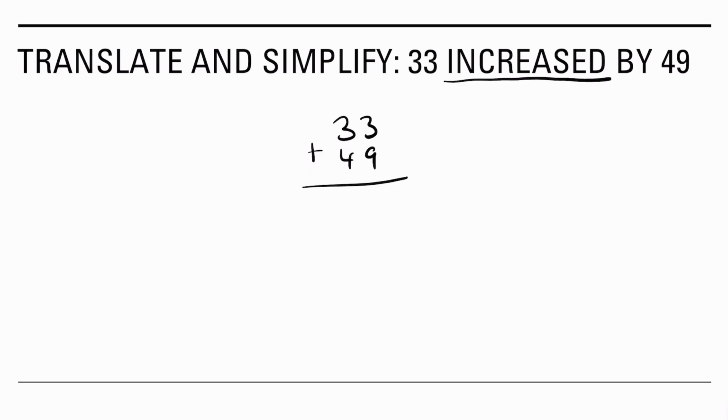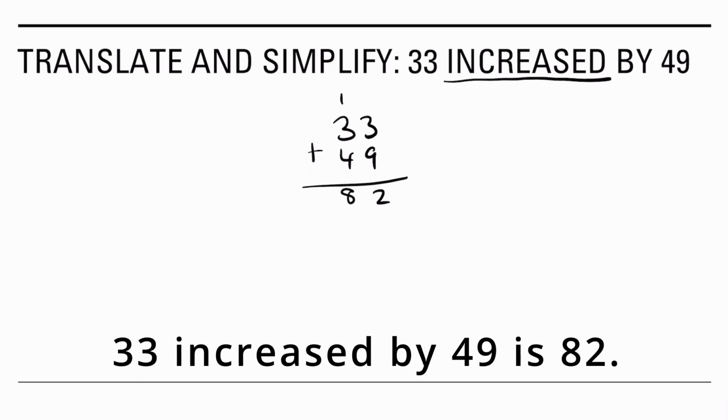It doesn't matter the order that you do this in terms of your expression. It could be 49 plus 33. Remember, it's commutative, and so we get the same answer. But we do need to be careful with understanding what the question is actually asking of us. And so 3 plus 9 is 12. 1 plus 3 is 4, plus 4 is 8. And we end up with, not the sum, 33 increased by 49 is 82.